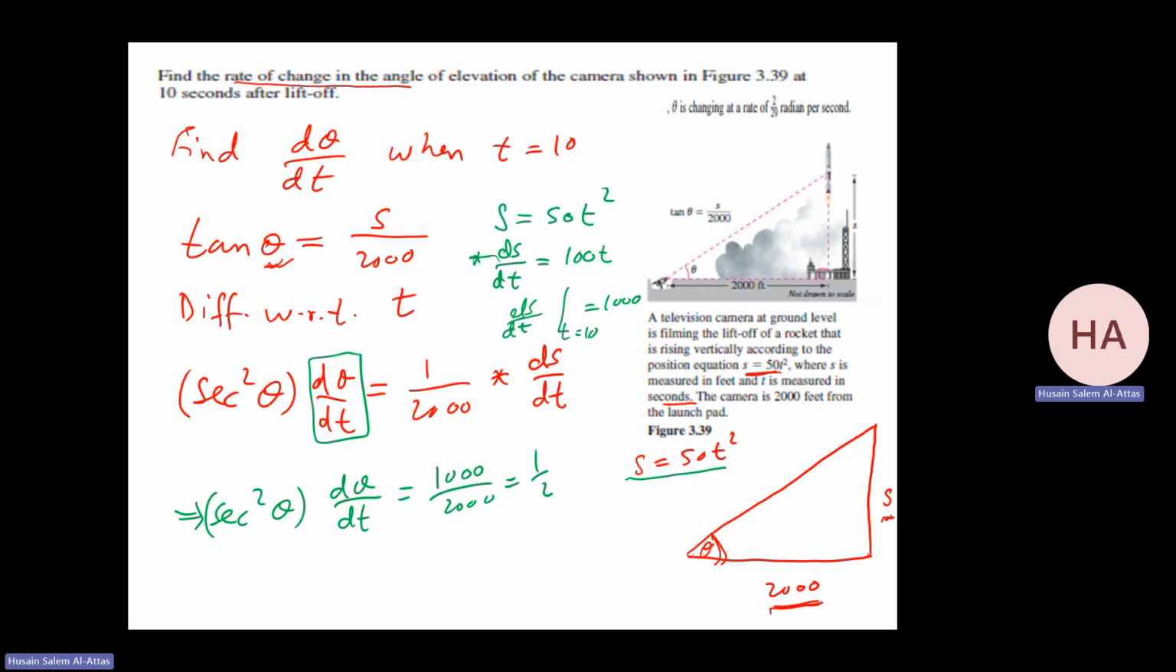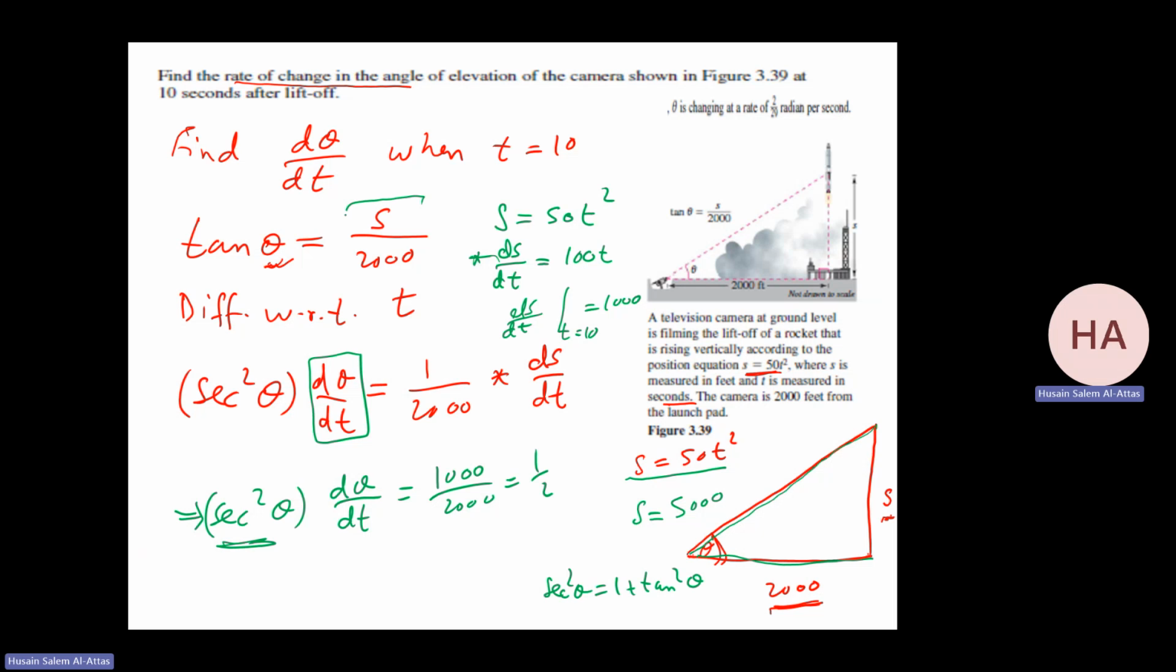Good, we get this. What is remaining? I need secant. How to find secant? Secant is the hypotenuse over the adjacent. I can't find this directly, since I can't find the hypotenuse without S. S at t equals 10 will be 5000 feet. Or I can use this trick. I know that secant squared is 1 plus tan squared.